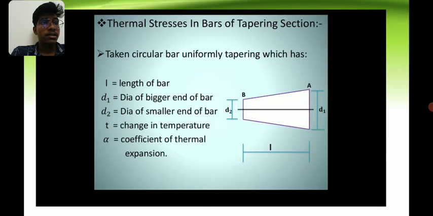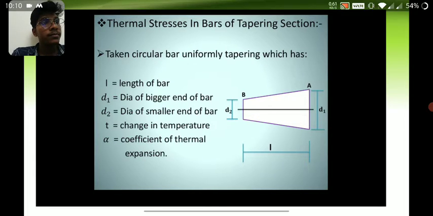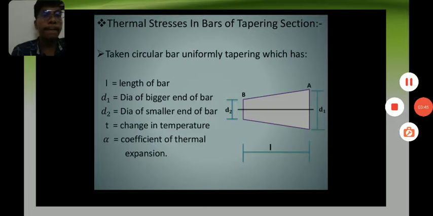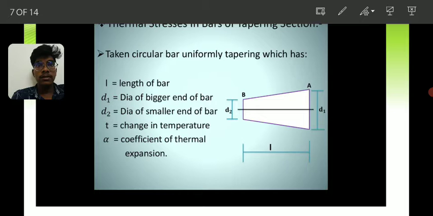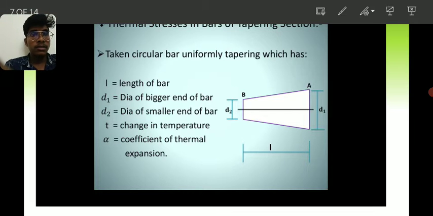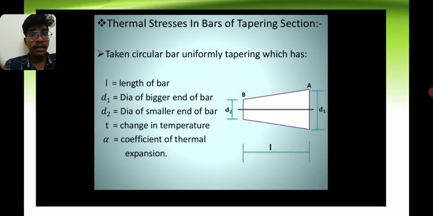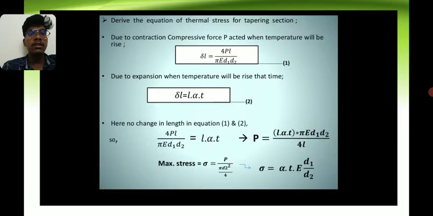Thermal stresses in bars of tapering sections. Take a circular bar uniformly tapering, where L is equal to length of bar, D1 is equal to diameter of bigger end of bar, and D2 is equal to diameter of smaller end of bar. T is equal to change in temperature, alpha is equal to coefficient of thermal expansion. As we can see in this diagram, we derive the equation of thermal stress for the tapered section.